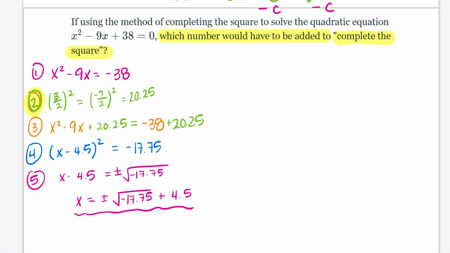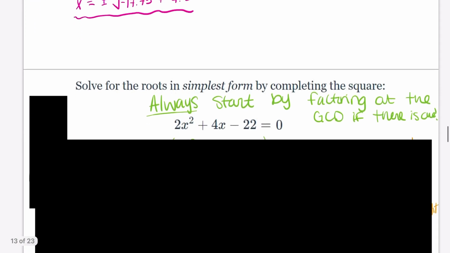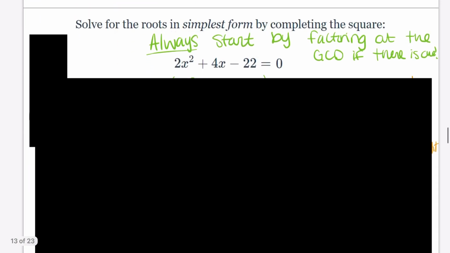Hopefully not too much more. Hopefully it's not too frightening. But let's take a look. We've got another example. I have 2x squared plus 4x minus 22. I'm giving you a big hint here. Always start by factoring out the GCD if there is one. There is one in this case. So you're going to factor that out and then go from there.